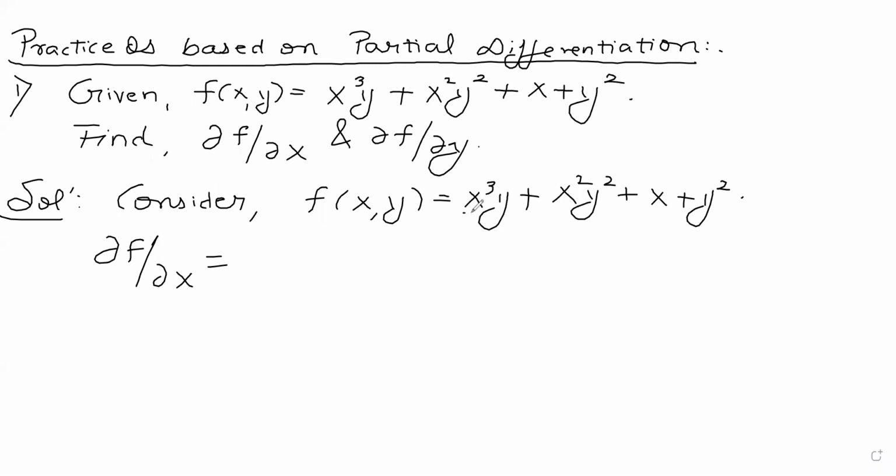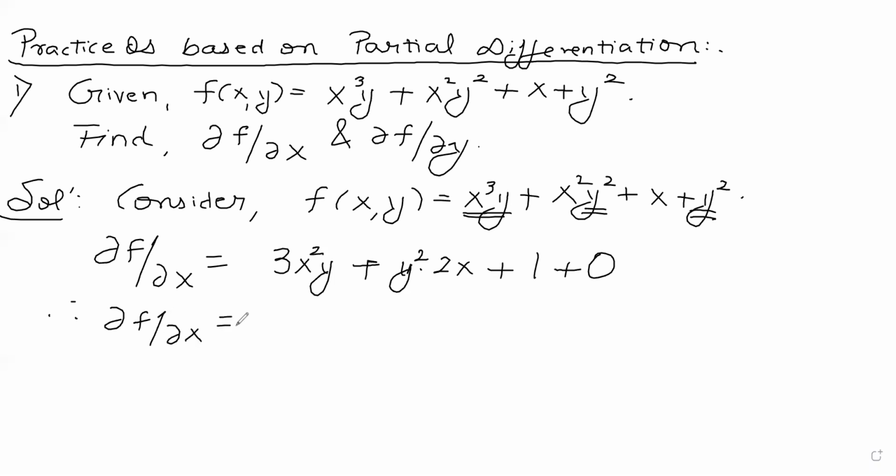Okay, so what is the derivative of x cube y with respect to x? Y is a constant. The derivative of x cube is 3x square times y, plus y square is a constant times x square's derivative, which is 2x. X's derivative is 1. Y square's derivative is 0. Why? Because y is assumed as a constant. So what is my answer? Del f by del x is 3x square y plus 2xy square plus 2.